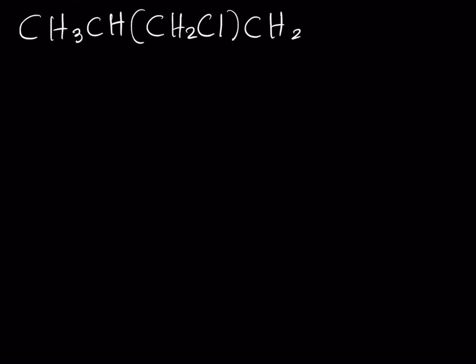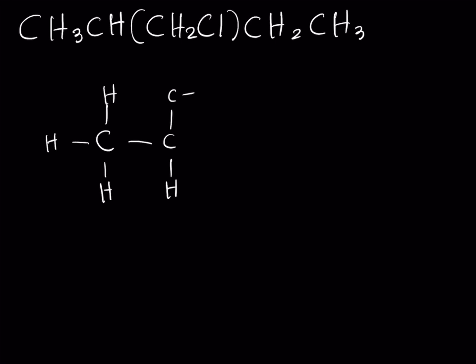Next we have CH3CH, and then inside of parentheses CH2Cl, CH2CH3. So we have CH3 starting out, then we have a CH, and then we have a CH2Cl. So that would be a carbon with 2 hydrogens and a chlorine atom, and then we have a CH2, then we have a CH3.